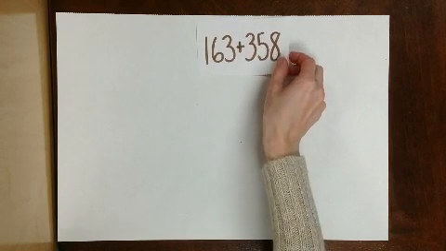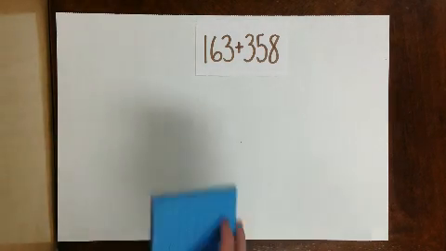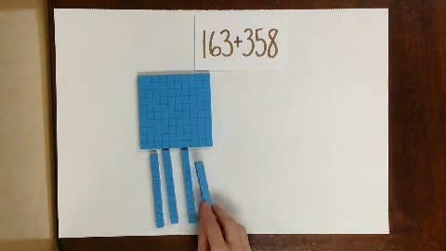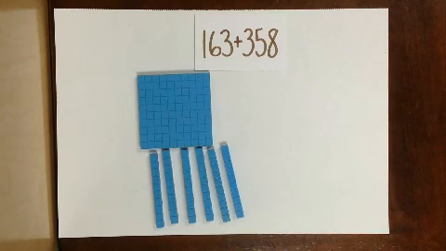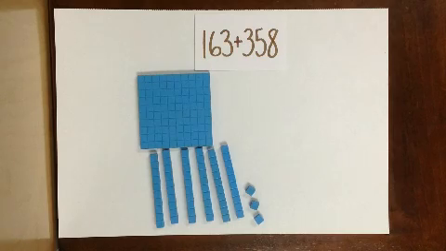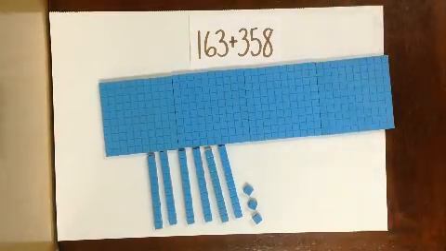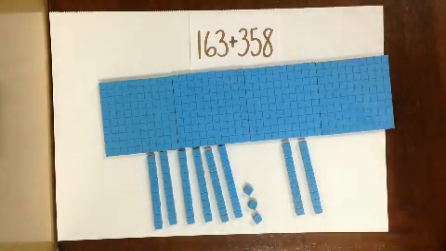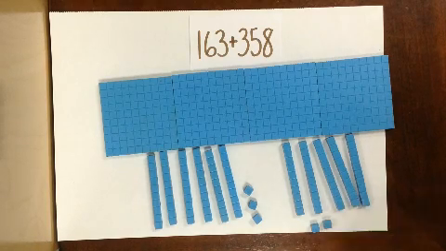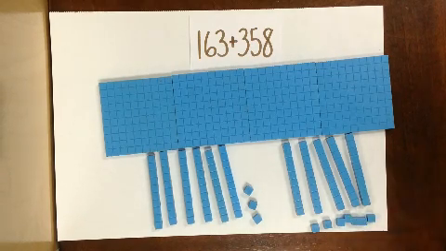Let's solve the addition equation 163 plus 358 using base 10 blocks. First, we start by building 163. 100, 110, 120, 130, 140, 150, 160, 161, 162, 163. Next, we're adding 358. We can add 100, 200, 300, 310, 320, 330, 340, 350, 351, 352, 353, 354, 355, 356, 357, 358.